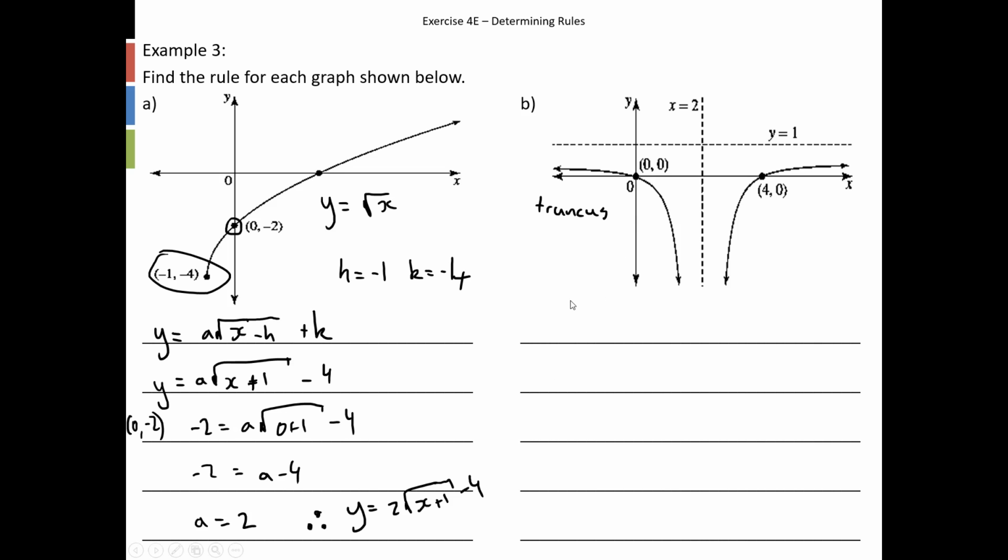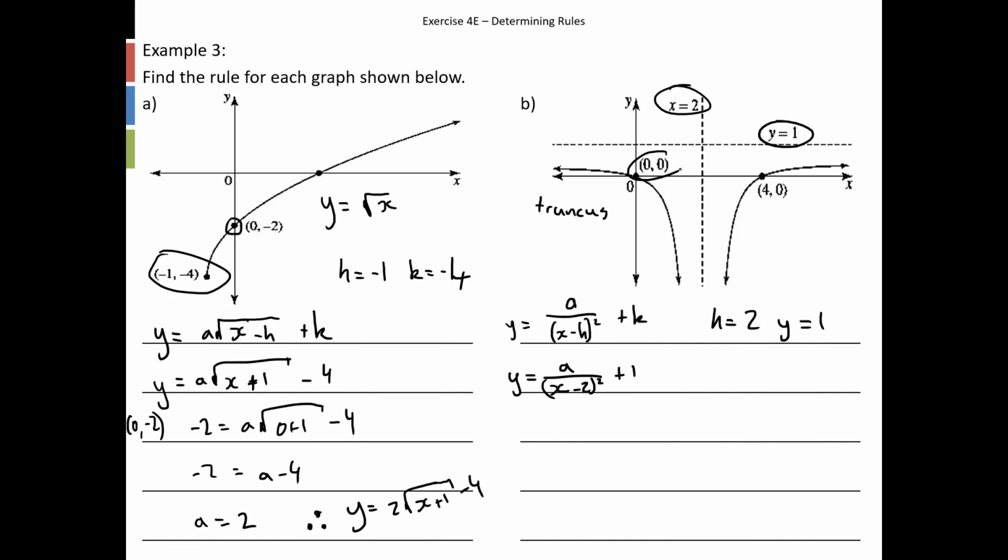So that's that one. Now the truncus. What's the general form of the truncus? The truncus is a over x minus h squared, all plus k. The truncus is with the square, whereas a hyperbola, which has the alternating lines, is without the square. Same thing, we have our asymptotes, so that gives us our h and k values. Our h is 2, our k is 1, so we can substitute those in. So we get a over x minus 2, all squared, plus 1.